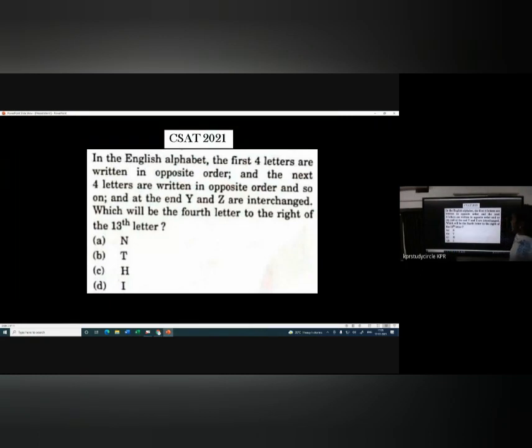In the English alphabet, the first 4 letters are written in opposite order, and the next 4 letters are written in opposite order, and so on. And at the end, Y and Z are interchanged. Which will be the 4th letter to the right of the 13th letter?